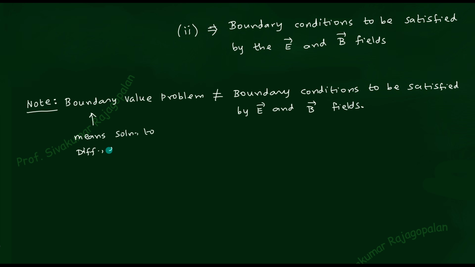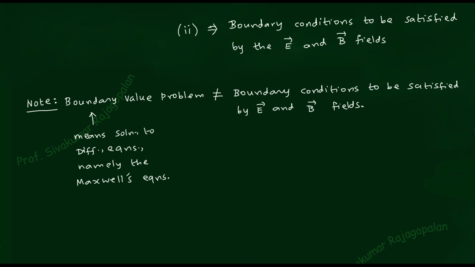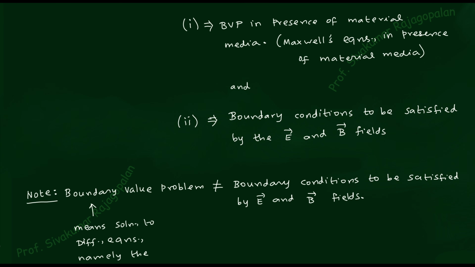So the terminology is clear. Solution to differential equation. What is the differential equation here? Namely the Maxwell equation. So that is your left hand side, boundary value problem. But what is there on the right hand side is completely different. What is the boundary condition to be satisfied? That means boundary condition to be satisfied means when the electric field is making a transition. Let me stop here. I'll first explain and then move further.